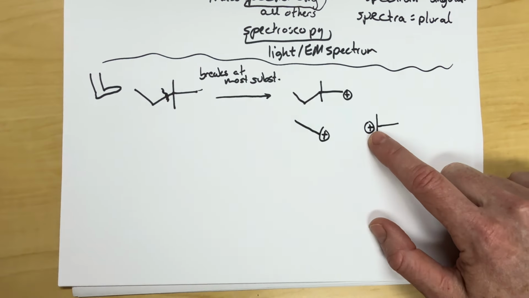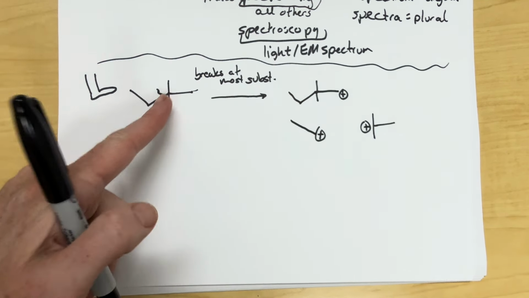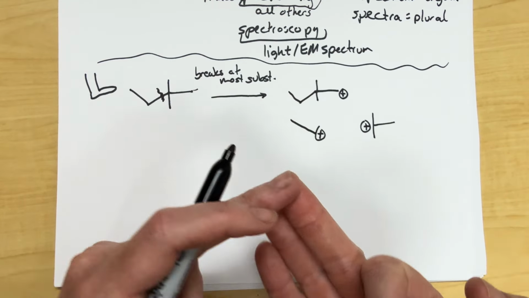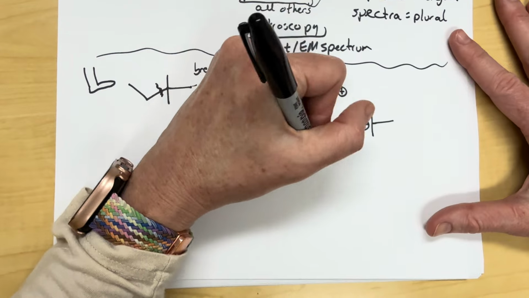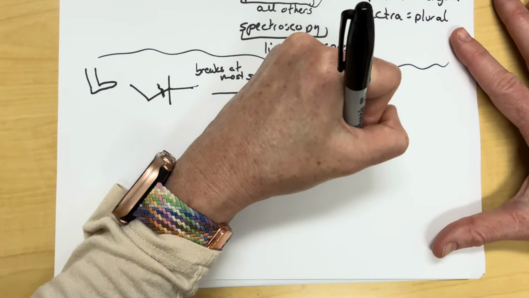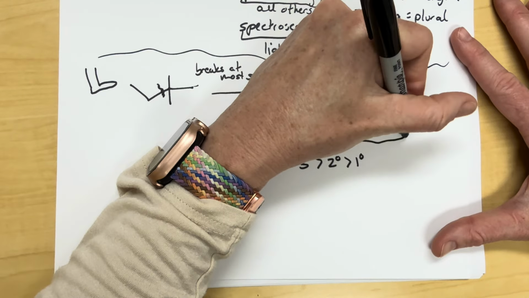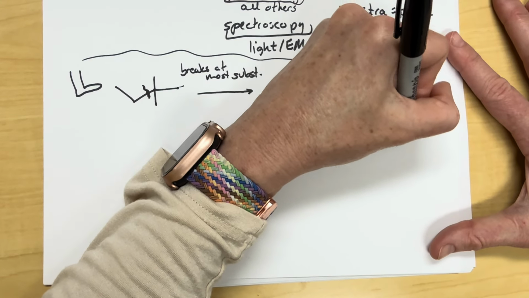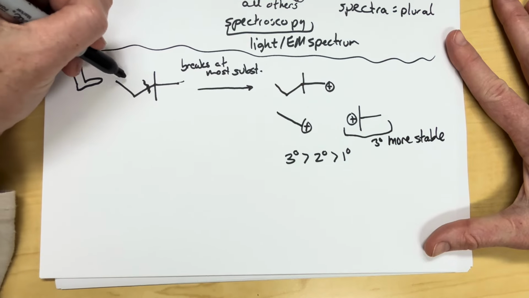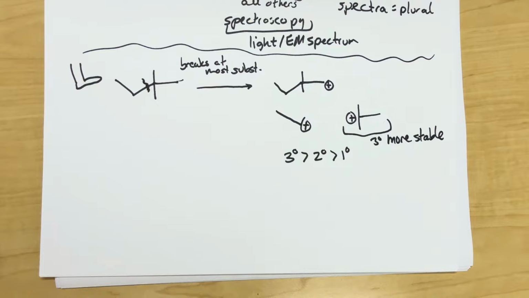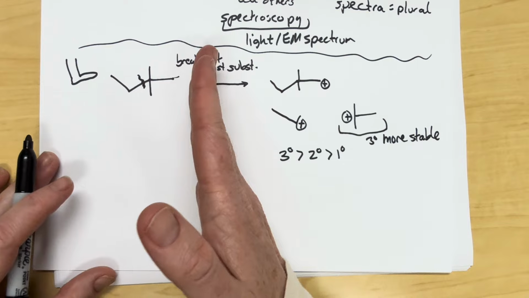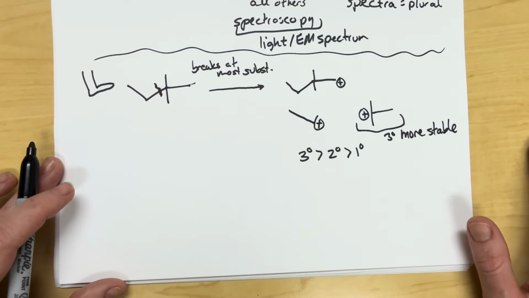Now this carbocation right here is why it breaks right there, because remember, carbocations are more stable if they're tertiary than secondary than primary. So tertiary is going to be way more stable than secondary, which is going to be more stable than primary. So this is tertiary, so this is more stable, and that's why it broke there. It wouldn't break here, or here, because then you'd have primary carbocations. So I want to give you an idea of what flows down the tube once it's kicked.